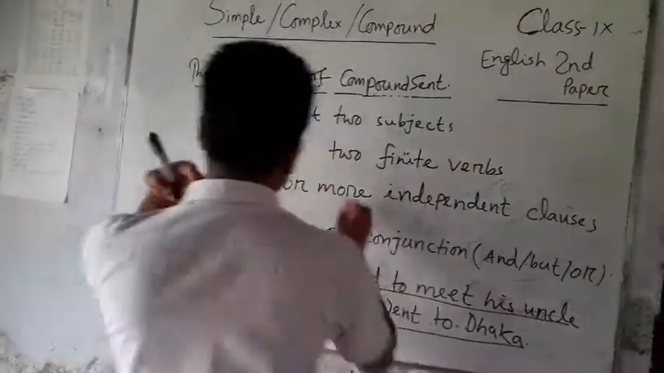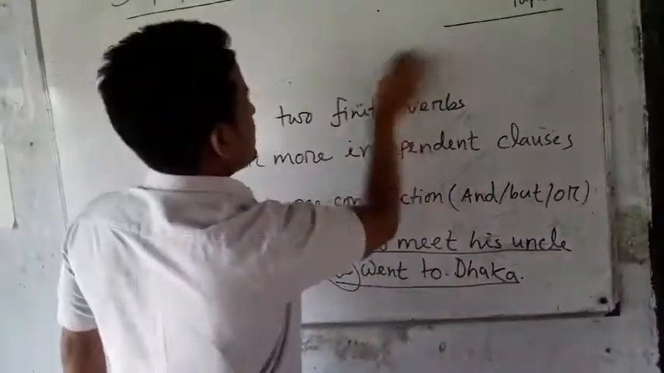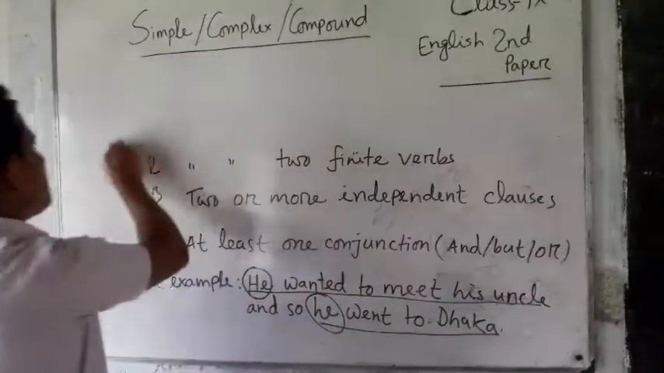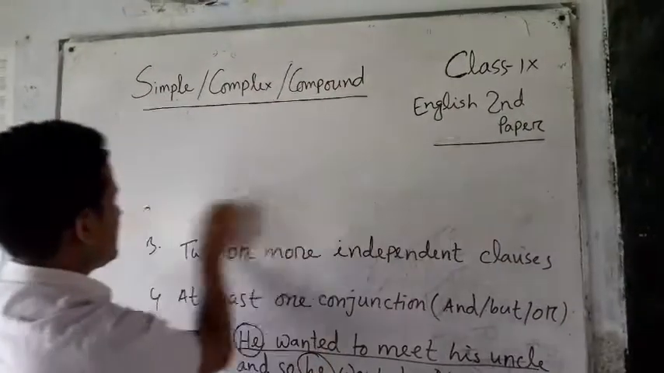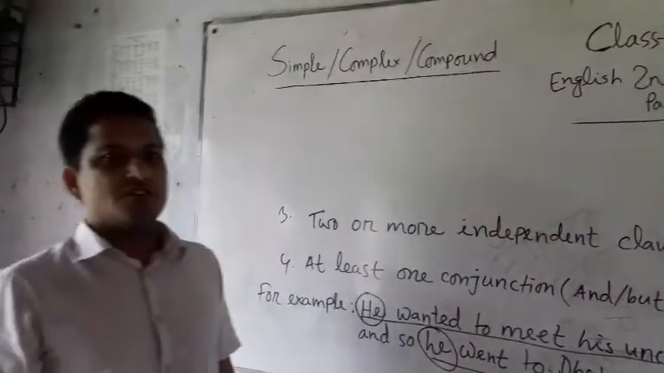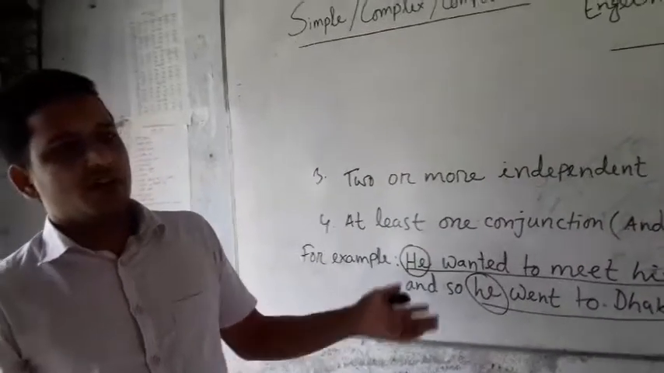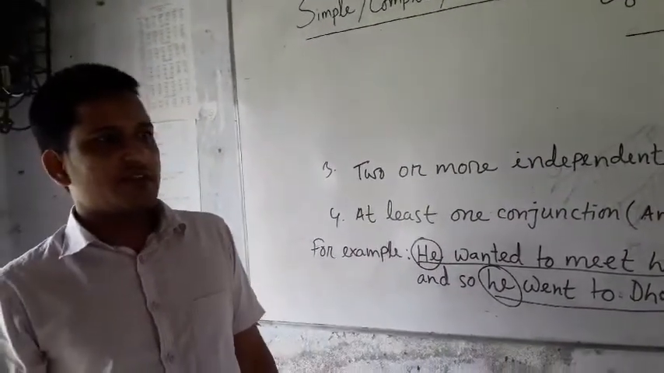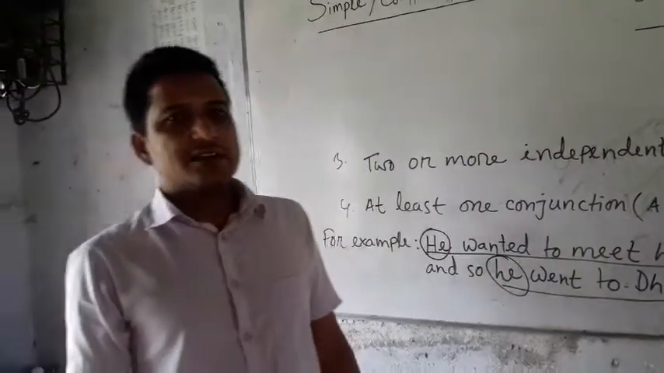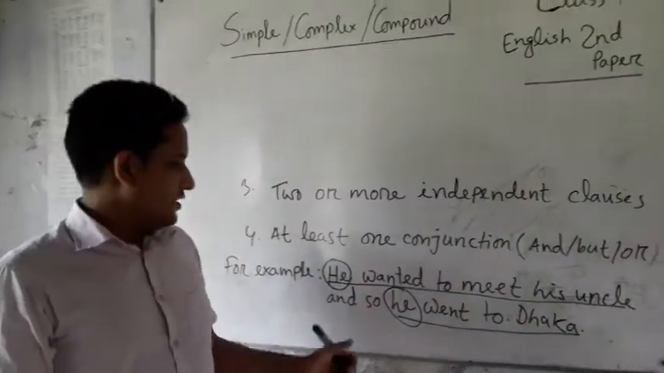Dear students, remember that we find the conjunctions of compound sentence at the middle of the sentence, but we find the conjunctions of complex sentence both in the middle of the sentence or at the beginning of the sentence. Sometimes we find the conjunction of a complex sentence at the beginning of the sentence, and sometimes at the middle of the sentence.